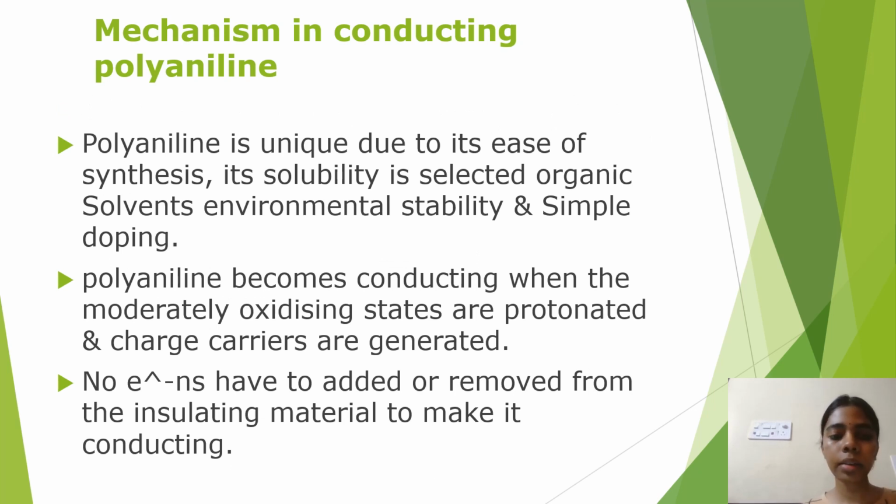Mechanism in conducting polyaniline. Polyaniline is unique due to its ease of synthesis, its solubility in selected organic solvents, environmental stability, and simple doping. Polyaniline becomes conducting when the moderately oxidized states are protonated and charge carriers are generated. A number of electrons have to be added or removed from the insulating material to make it conducting.